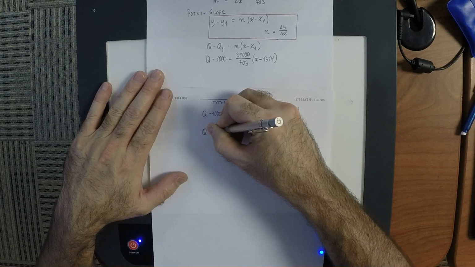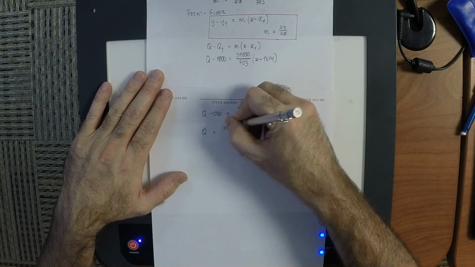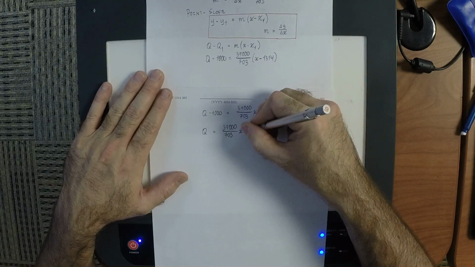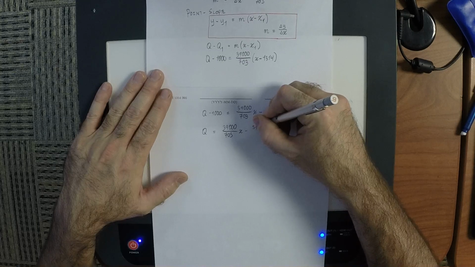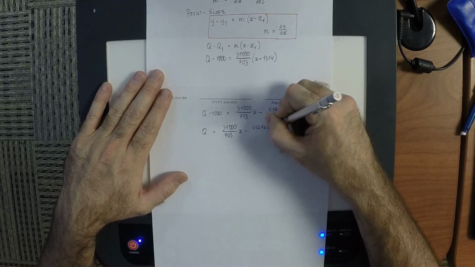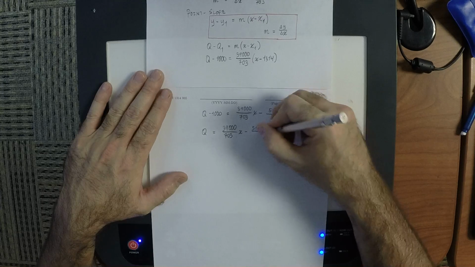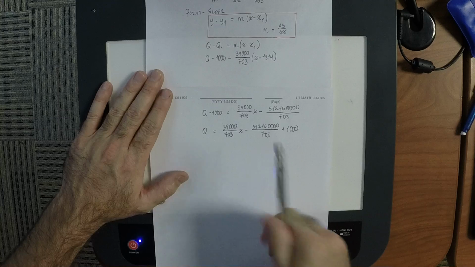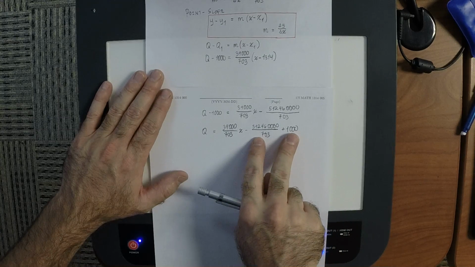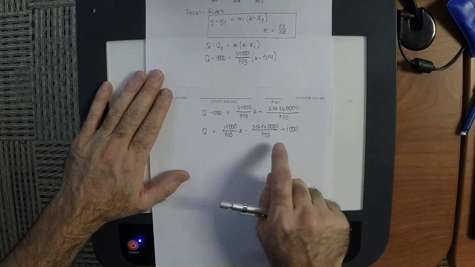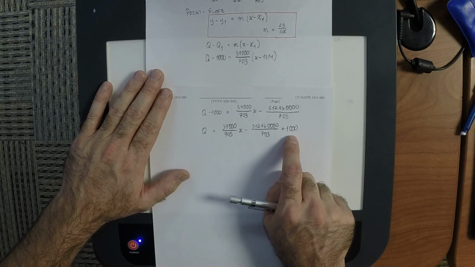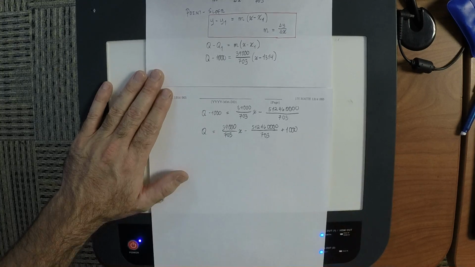So q is 39,000 over 703 x minus 512, 46, 4 zeros over 703, and then plus 1,000. So how do we combine these two into a single number? Find a common denominator. This one has denominator 703. What does this one have as denominator? 1, right? So we could multiply this one by 703 over 703, right?